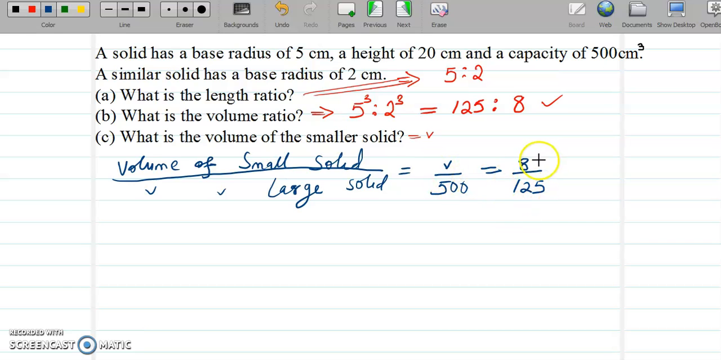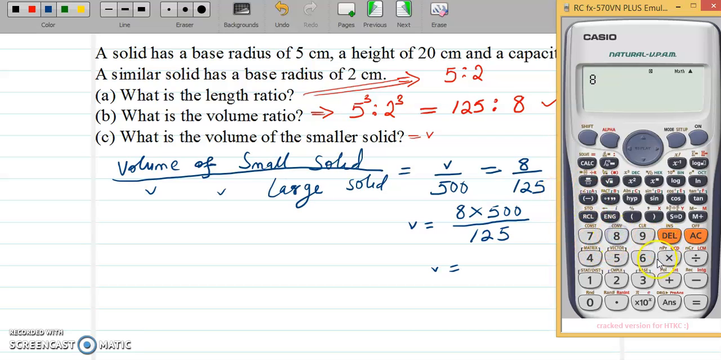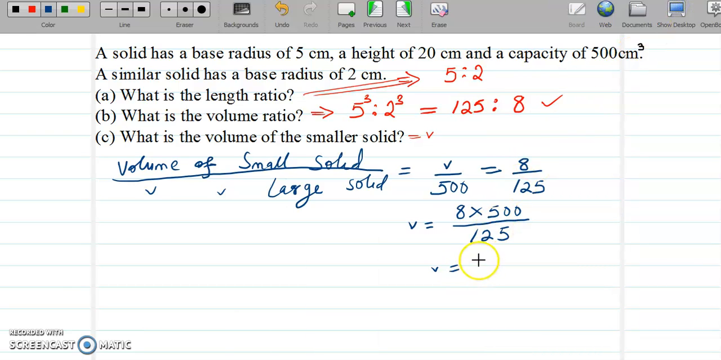Okay, so we can cross multiply to find our v. If we cross multiply, small v will be 8 times 500, divided by 125. Let's check that. 8 times 500 gives us 4,000. So 4,000 divided by 125 gives us 32. So the small volume is 32 cm cubed. So that's how we solve that.